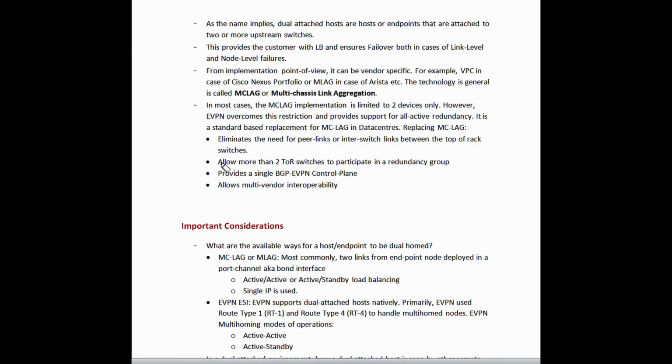Also, EVPN provides a single BGP EVPN control plane, and we will discuss this point in detail going forward. As we are using BGP for our control plane, it allows for multi-vendor interoperability. And just to show the significance of multi-homing in EVPN, it's so important that there are two route types dedicated to multi-homing, namely EVPN route type 1 and EVPN route type 4.